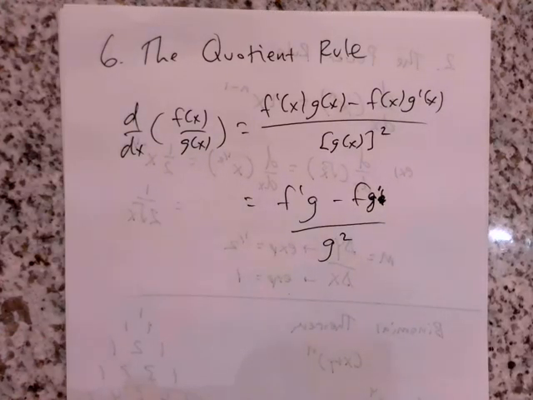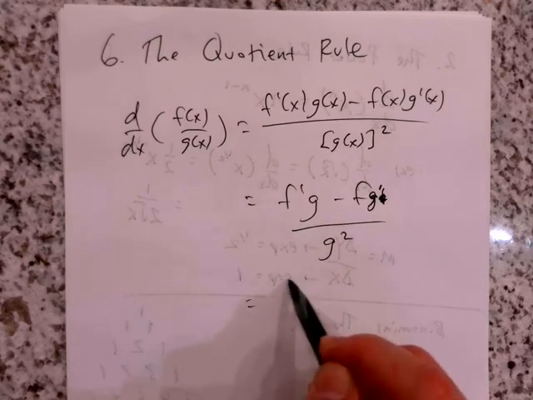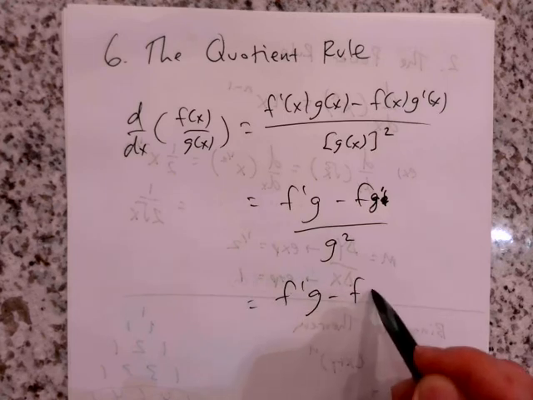Some students know this cool song about like high D, low, I don't even know it. But if you know that, that's cool because that's a good way to memorize this. I just know it as f prime g minus fg prime over g squared.